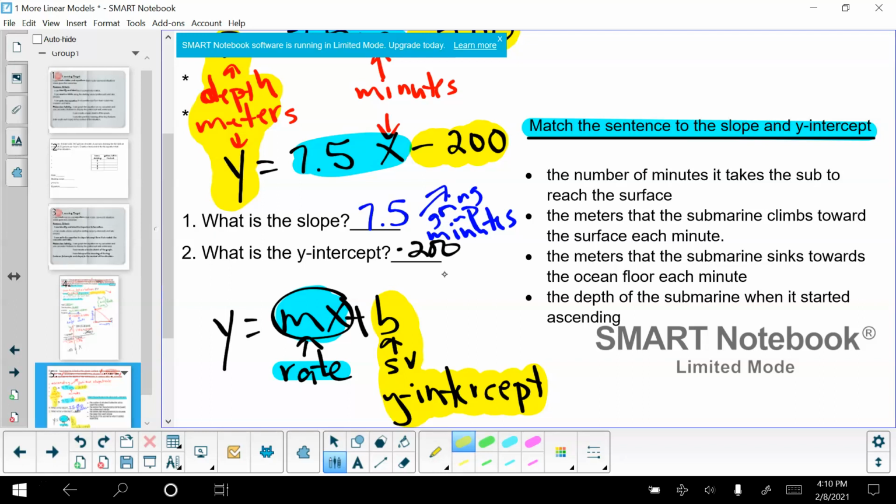because it's a y number, so it is referring to the depth in the meters. So I'm going to go ahead and label this that it's negative 200 meters because it's down below the surface. I'll actually write that a little better.